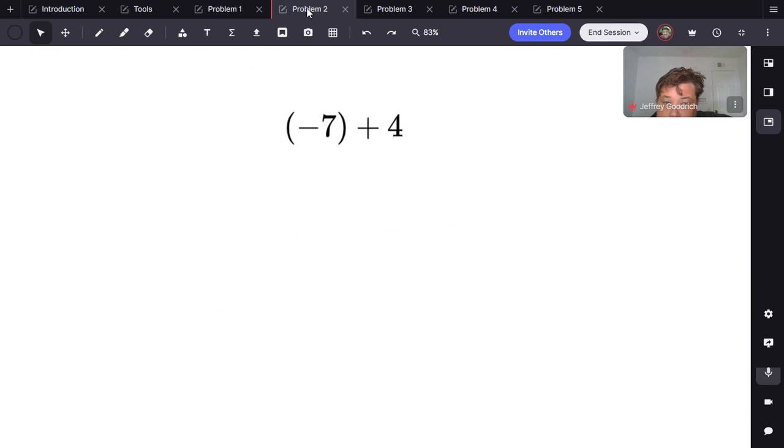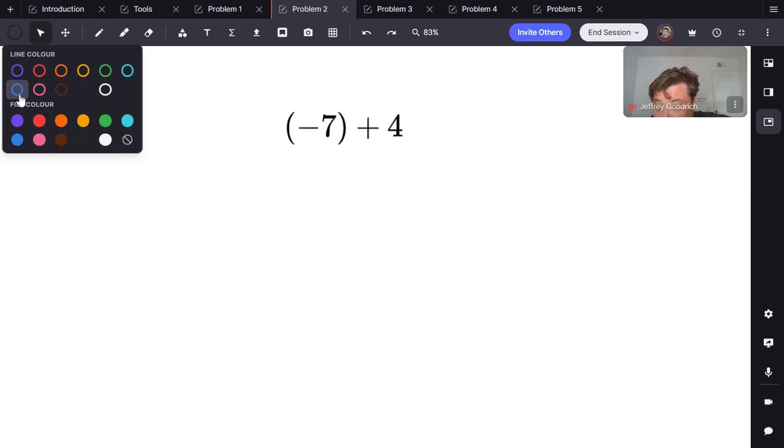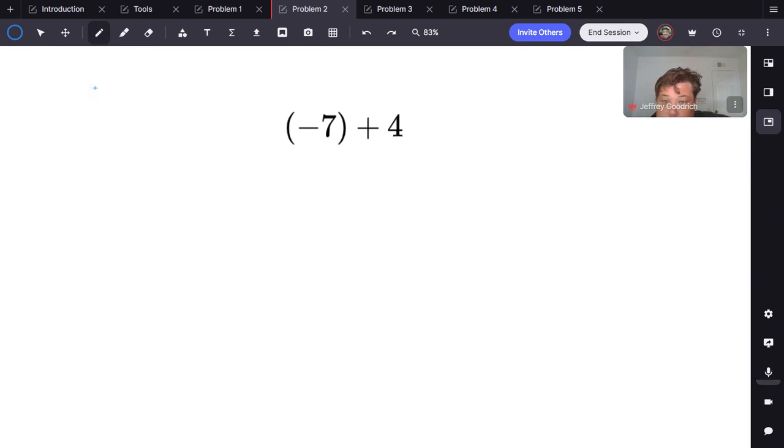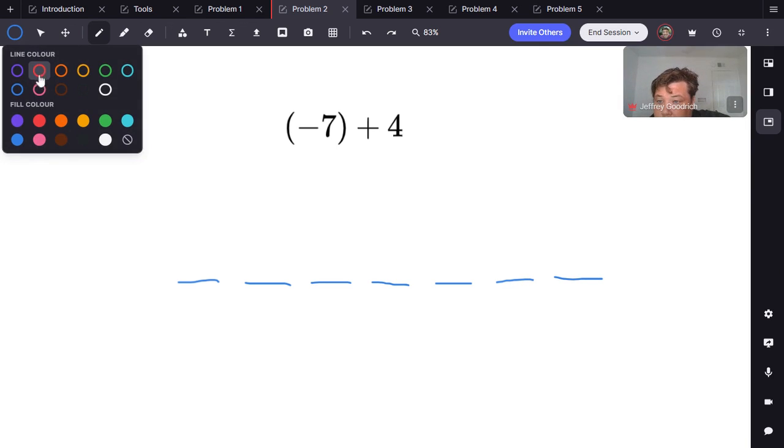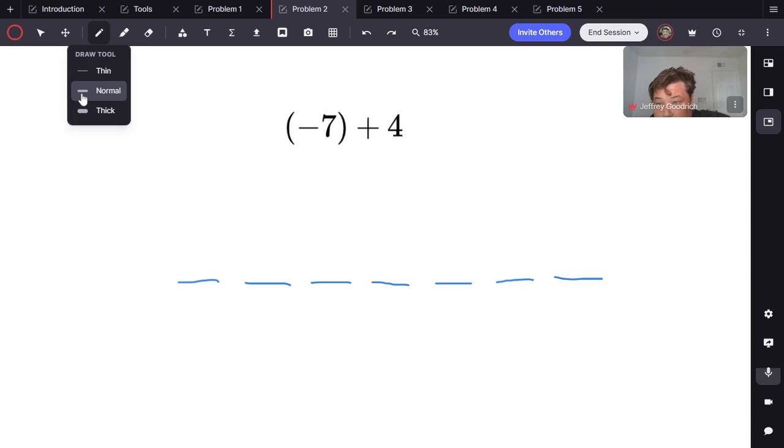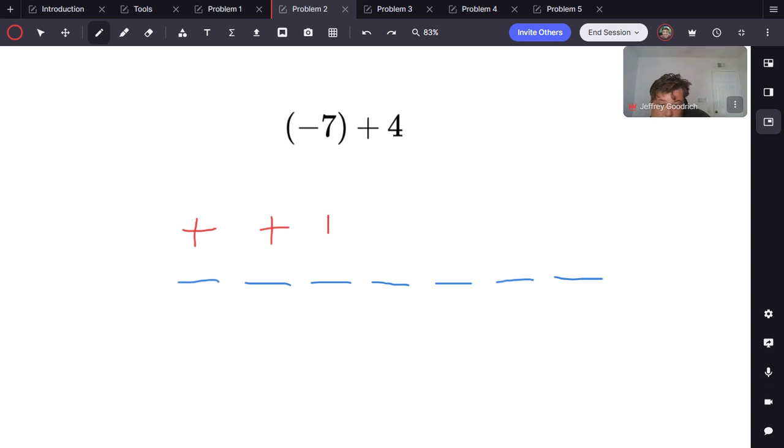All right, so second one here. Now we've got seven negatives. So we're going to write one, two, three, four, five, six, seven negatives. And now since it's a plus four, that's going to be four positives, right? So we're going to write one, two, three, and four.